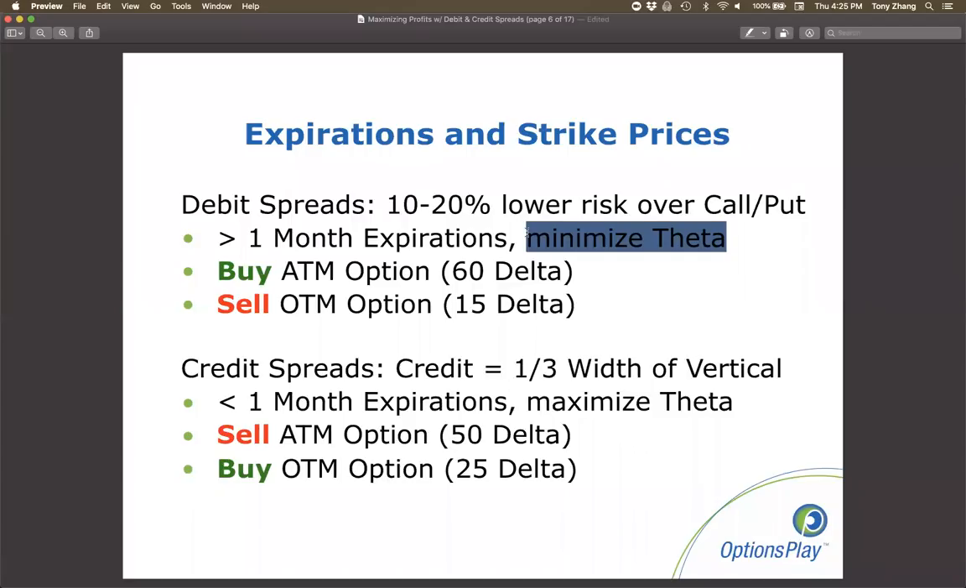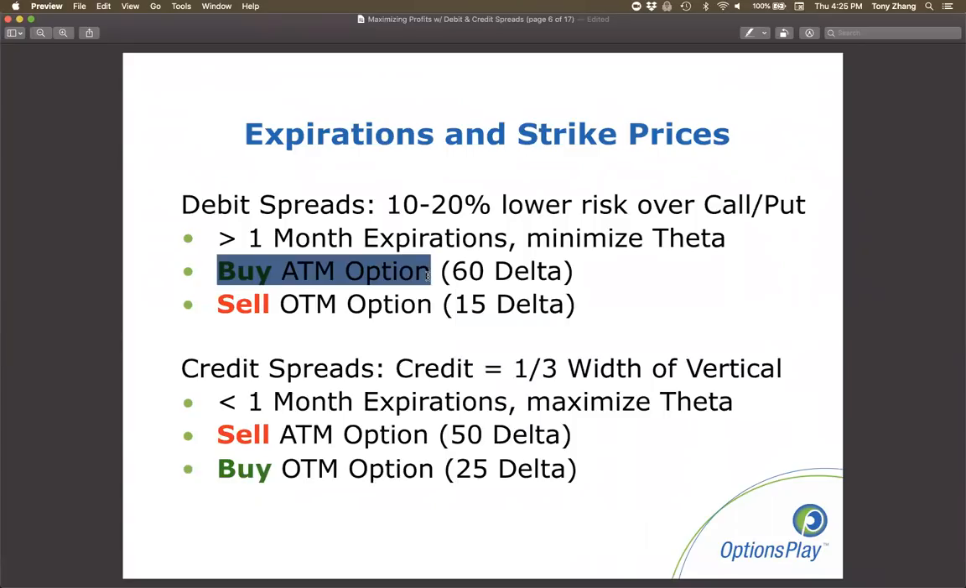As for the strike prices on a debit spread, after testing a lot of different strategies, we generally find that you want to buy a slightly in the money or at the money call option, so about a 60 delta call or put, and you want to sell an out of the money option against that. We generally find that about a 15 delta call or put is a good one to sell that will offset about 10 to 20% of the buy leg. And that offset will decrease your risk, decrease your break-even price, and reduce your time decay.